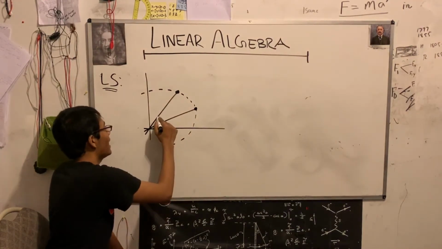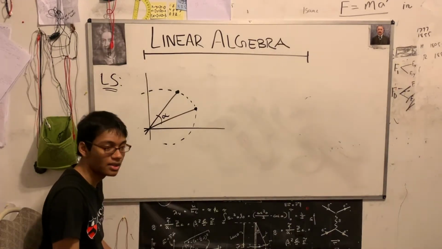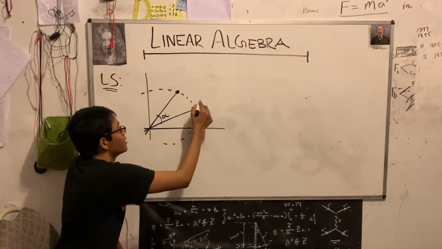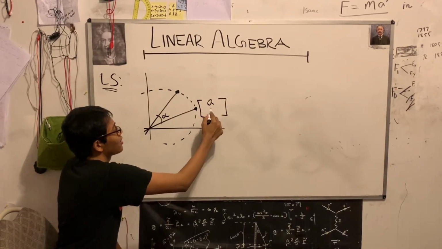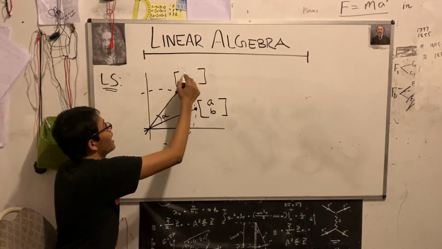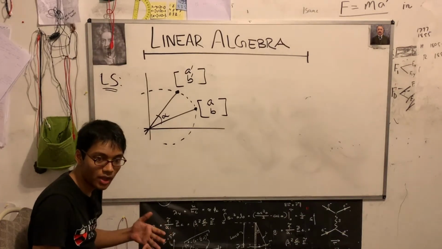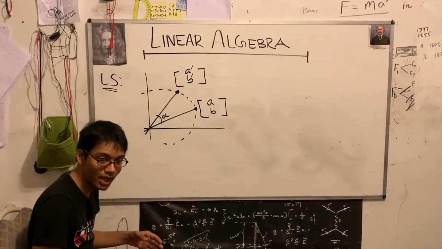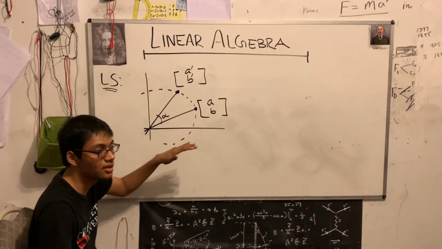Okay, so let's say the angle between these two vectors is alpha, and we can give each of these vectors some random coordinates. Let's call this A, and let's call this B, and let's call the coordinates of this one A prime and B prime. Now, when we want a rotation matrix, basically what we want is some kind of linear transformation that's going to take us from vector.